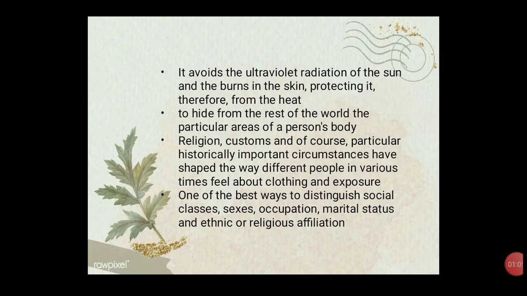To hide from the rest of the world the particular areas of a person's body: religions, costumes, and of course, particular historically important circumstances have shaped the way different people in various times feel about clothing and exposure. One of the best ways is to distinguish social classes, sexes, occupation, marital status, and ethnic or religious affiliation.